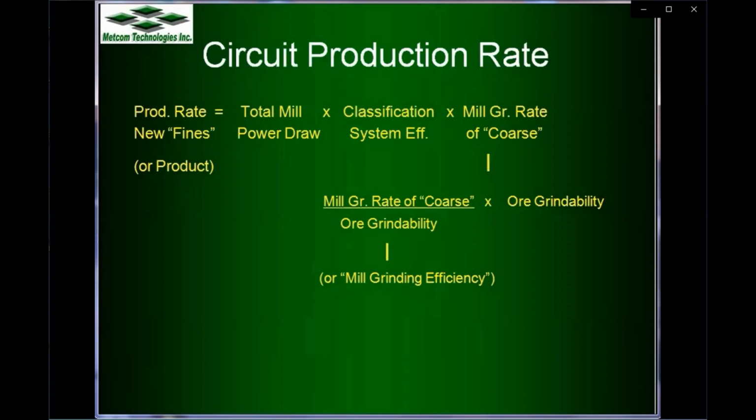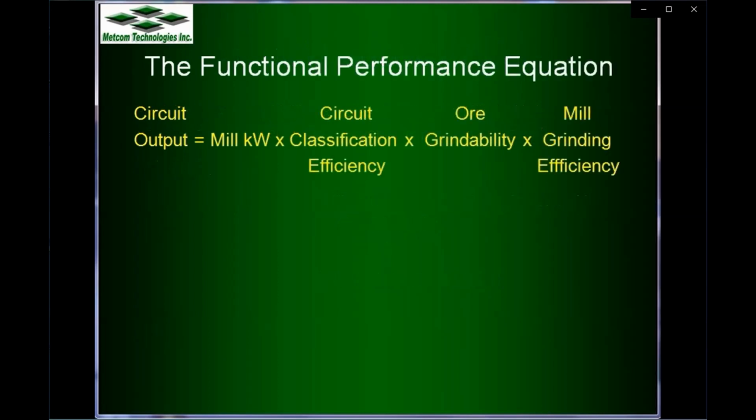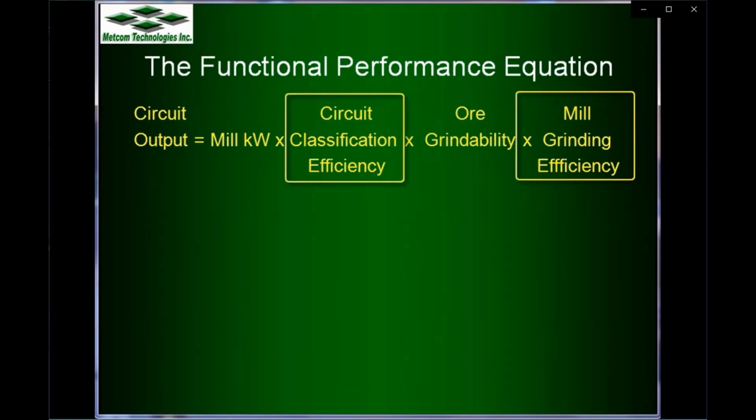Also note, by dividing the mill grinding rate by the ore grindability and multiplying again by the ore grindability to balance the equation, we are left with the ratio between the mill grinding rate of coarse material and the grindability of the same material in a test mill. This ratio between the mill grinding rate and the grinding rate in the standard laboratory mill is a measure of the ball mill grinding efficiency. So we can finally write the functional performance equation: the circuit output of fines or new product size material is equal to the mill kilowatts times the classification system efficiency times the ore grindability times the mill grinding efficiency. And we see that there are two separate active efficiencies at play in a ball milling circuit, the classification system efficiency and the mill grinding efficiency.